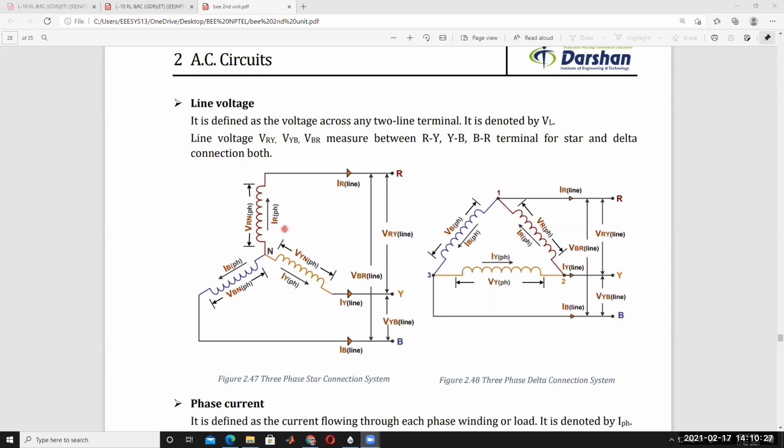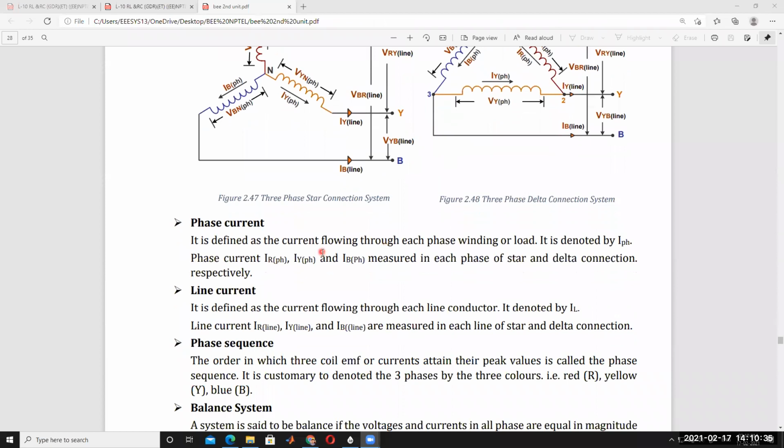In a star connected system, the voltages are different, but the currents are the same. That is the line current and phase current. Understood? The phase current is defined as the current flowing through each phase winding or load. It is denoted by I phase. Phase currents IR, IY and IB are measured in each phase of star and delta connection respectively.